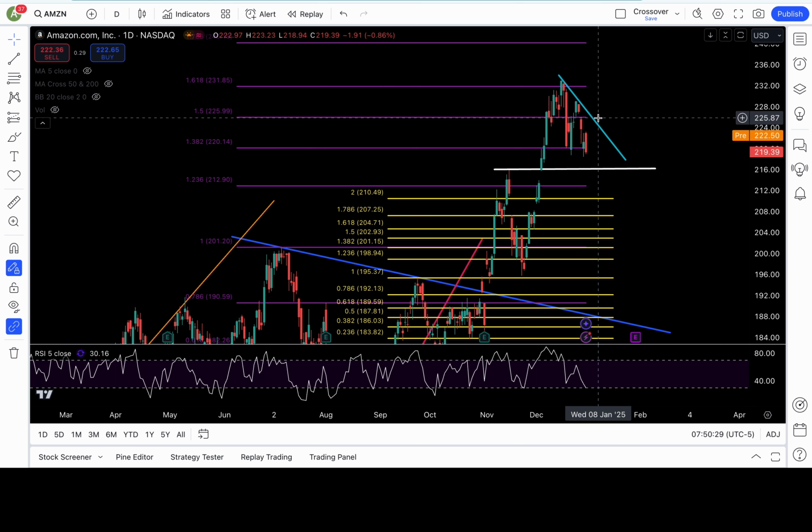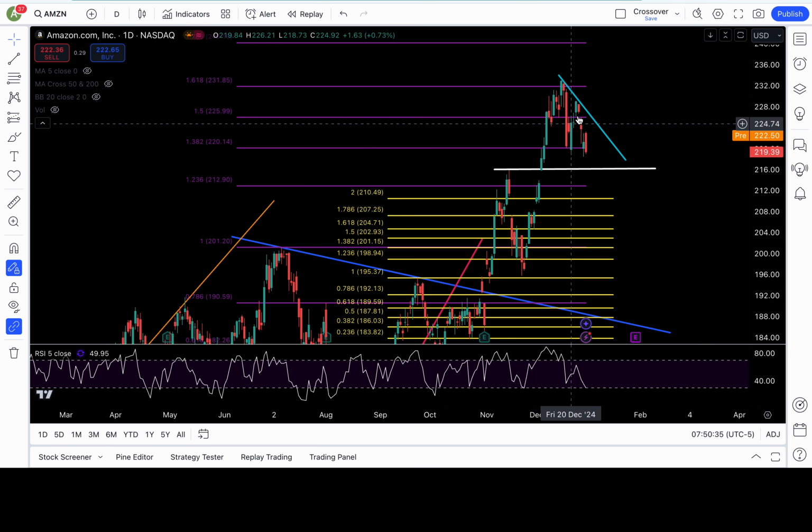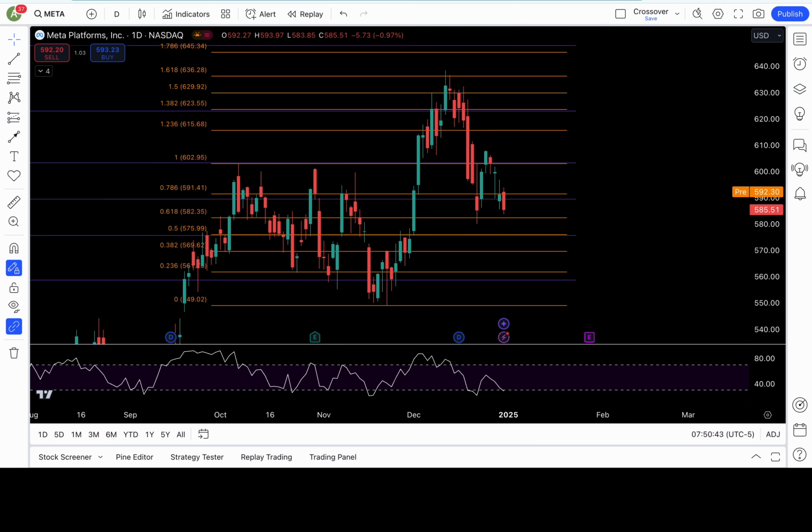All right, 224, 226 must clear. Above 226, a bottom could be in. That's the recapture of a macro fib level, and a breakout of this down trend line. Above 226 would be bullish. 228, 230, and 232 would all be in play.